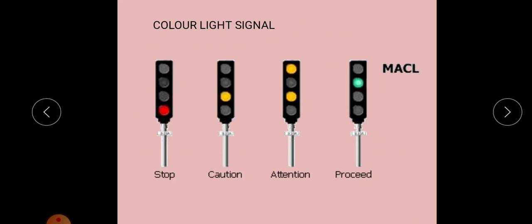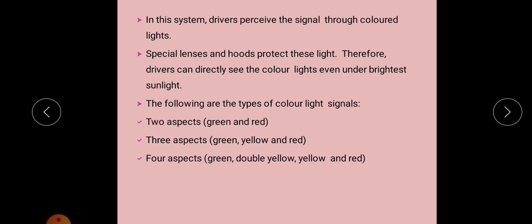So stop, caution, attention, then green means proceed. Color light signal. This is the color light signal. In this system, the driver can perceive the signal through colored lights. The special lenses and hoods protect these lights. Therefore, the driver can directly see the color lights even under brighter sunlight.